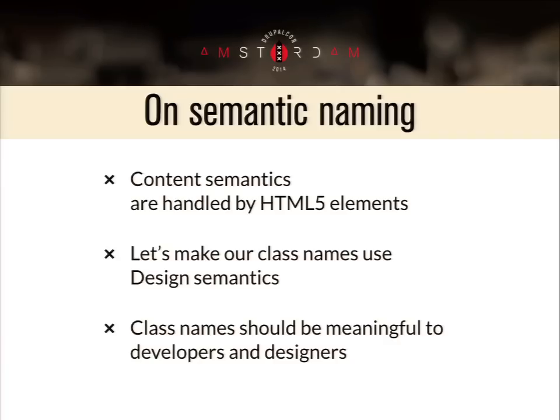Let's make our class names based on design semantics. You're trying to describe the design in a way that is meaningful to developers and designers so that they understand what that class name means and what design it is trying to describe, so that it can be repeatable. But don't make it too specific, like green box, and then later you need to refactor it and make it purple, right? Just try and come up with a relatively good name that's based on design semantics.